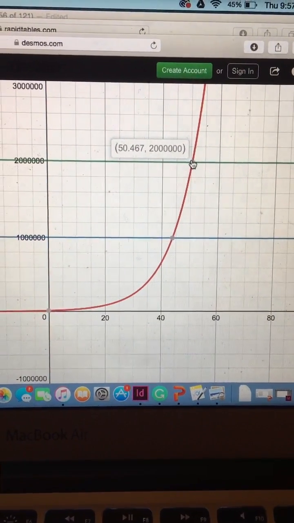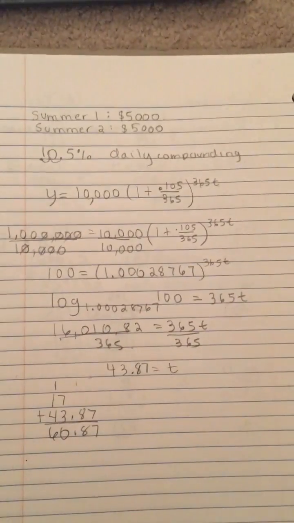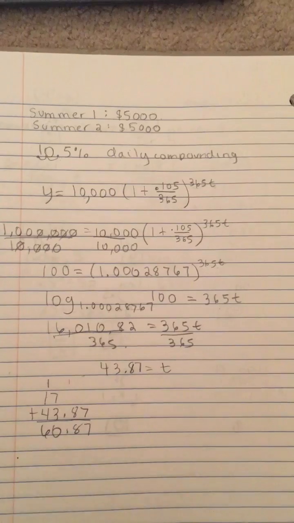Pretty nutty exponential equations. All right, so that's what a logarithm is, and that's how you can use a logarithm to be able to solve for time.